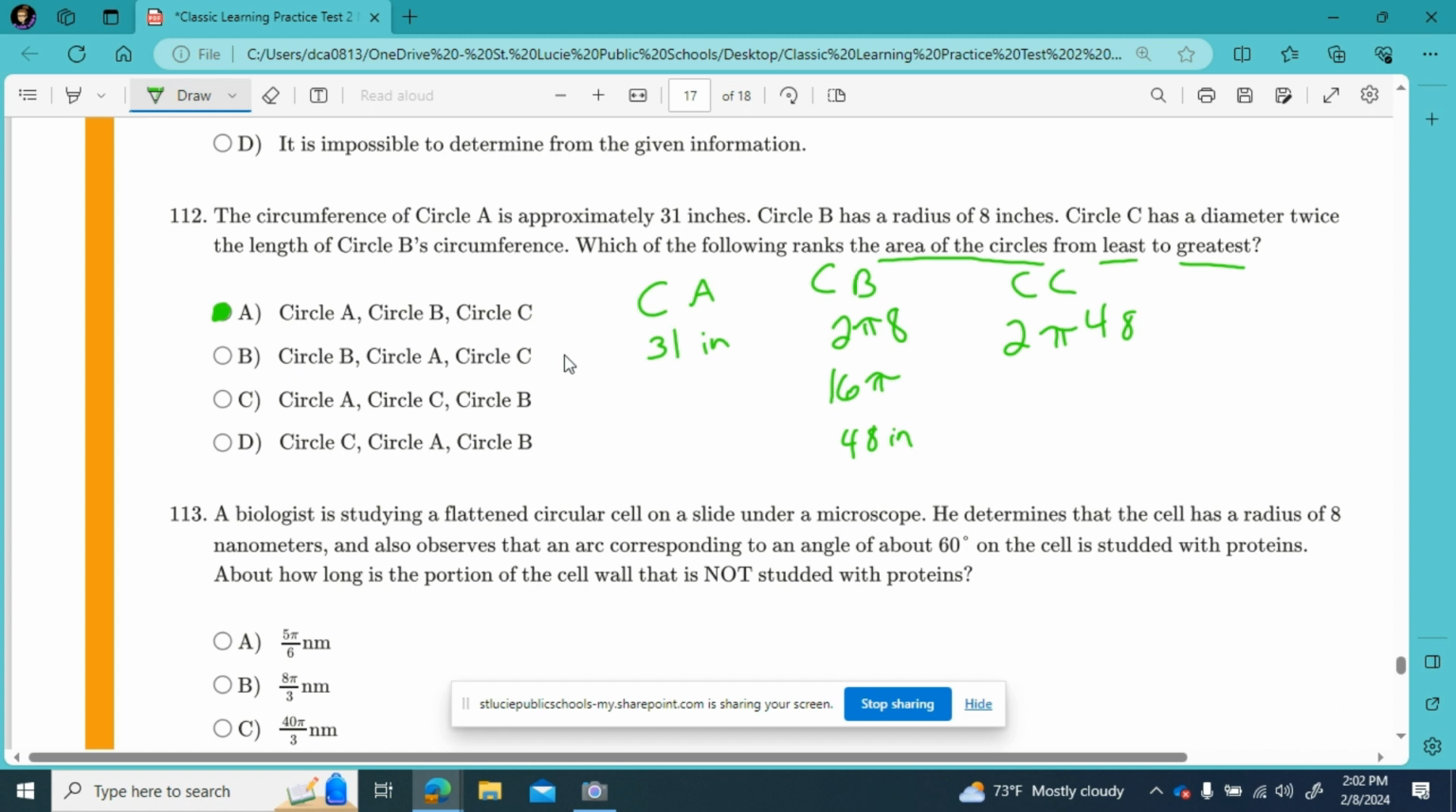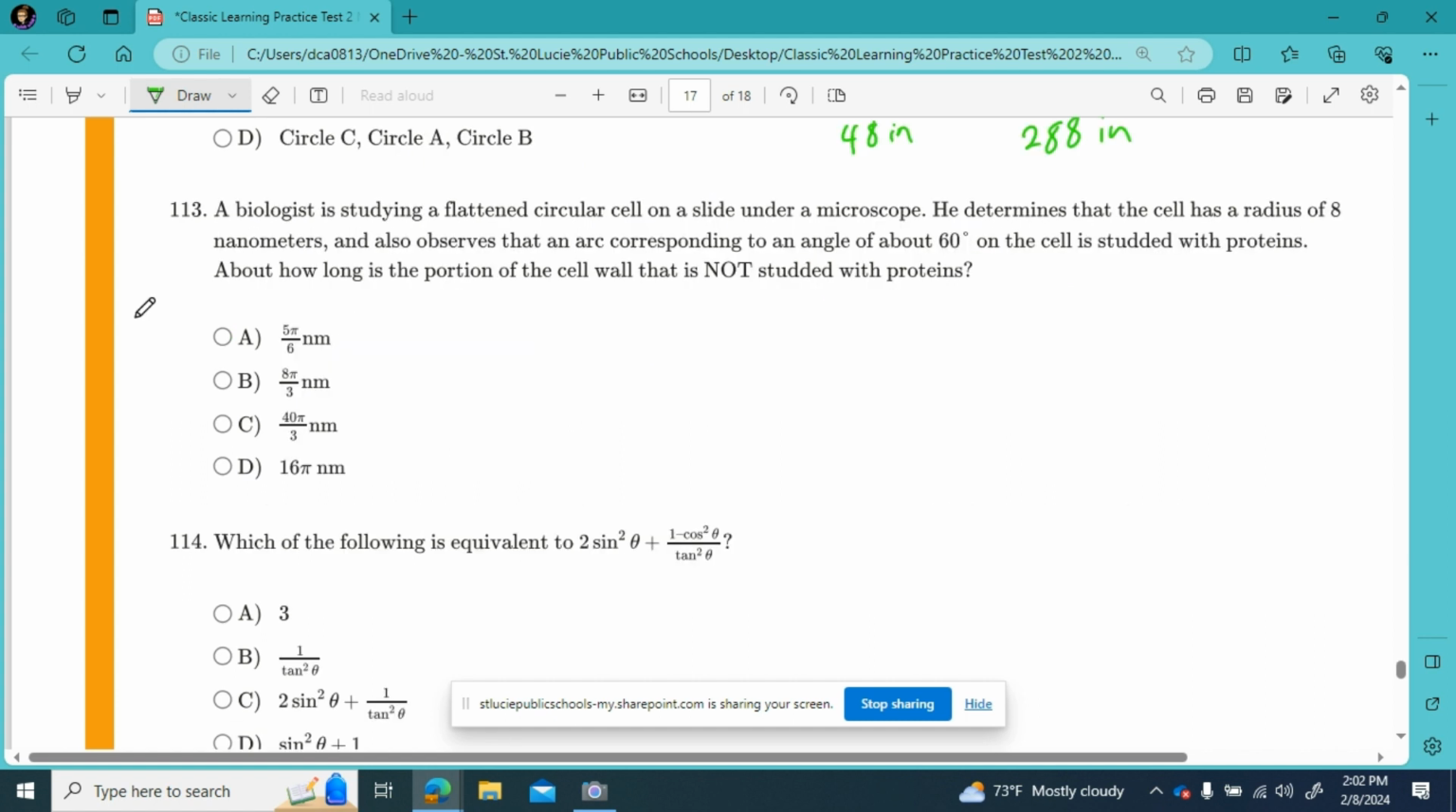And just to be a completionist here, 2 times 48 would be 96 pi. And if we're using just 3 for pi for a rough estimate, 96 times 3 is 288. It'd be 288 inches. So already in order.